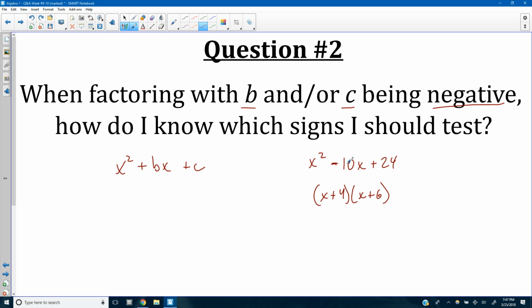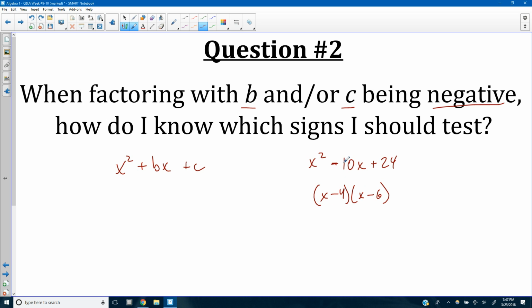And thankfully this still works out with what I do. Well, if the product is positive, that still means either both are positive or both are negative. But because you're dealing with a negative sum, that means the only numbers that you will test are sets that are both negative. And you should test all factors of 24 with all of them being negative and figure out which one works. Thankfully, in this case, it's just x minus 4 times x minus 6.